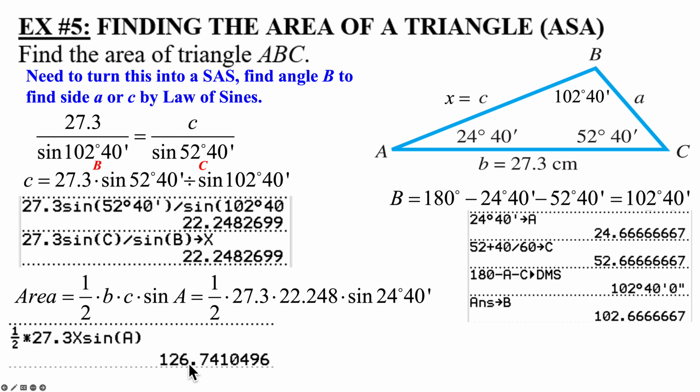And we get 126.741046. I opted to go to 3 decimal places. Remember, it's centimeters squared. There's my units. It's squared. So again, you round to wherever the directions tell you. All right.